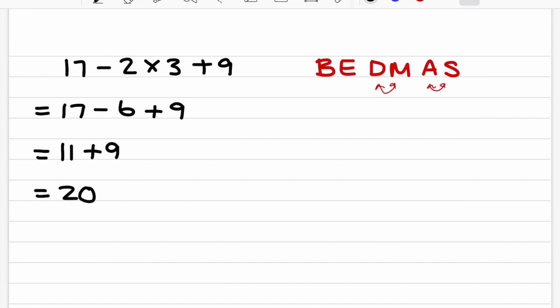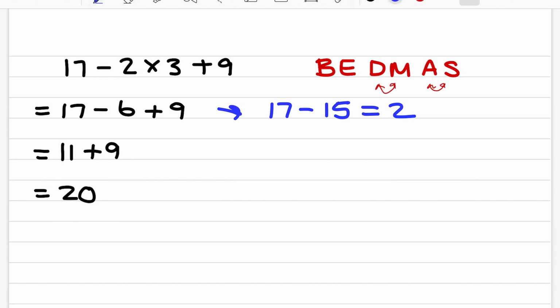Now it might be tempting to do 6 plus 9 first, but that would actually give you the wrong answer. I'll write it out. If you did 17 minus 6 plus 9, which is 15, then you would get 2 as your final answer. That's actually not correct because what you're essentially doing is adding brackets around the 6 plus 9, which we don't want to do because then this subtraction actually gets put onto the 9 and we have minus 9.